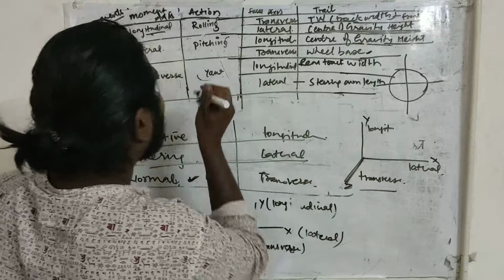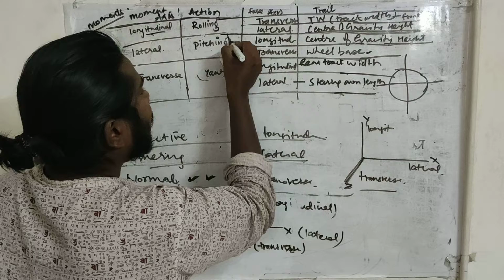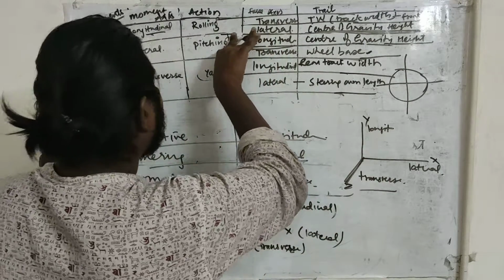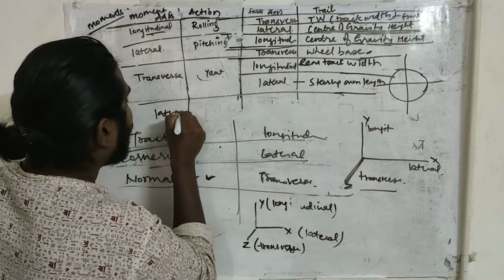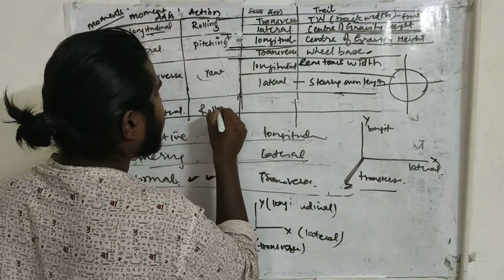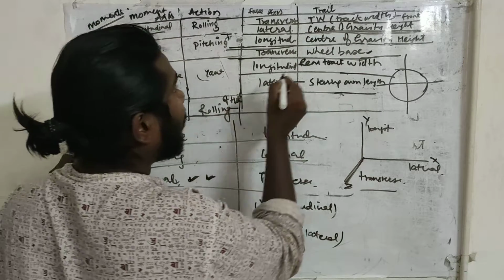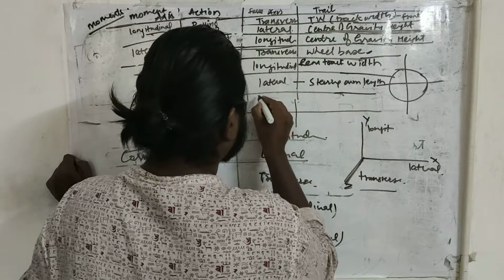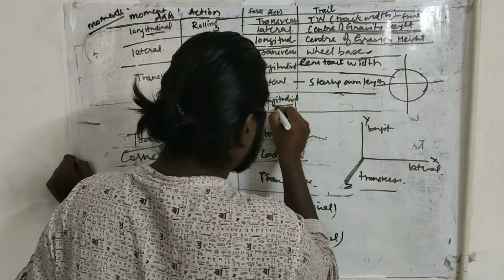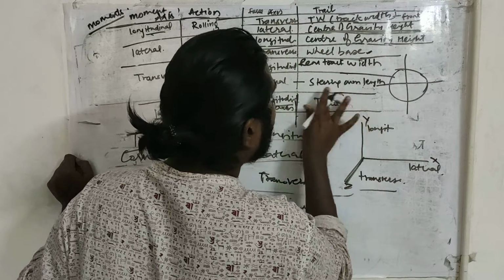But what about the rolling? We haven't considered that. Rolling also occurs because of the longitudinal force. Let me make a separate column for the lateral axis, where I will consider rolling of the tire or wheel, which occurs because of the force acting along the longitudinal axis. That is the tractive force.